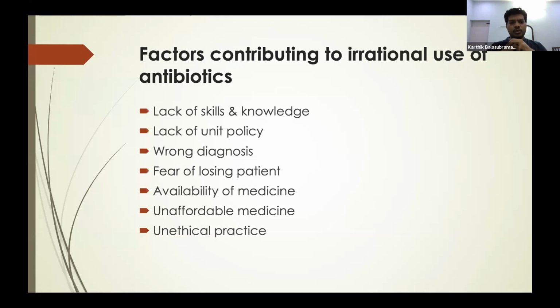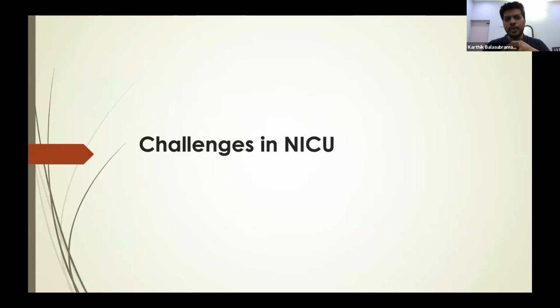The other few reasons which I would quote are the free availability of a few drugs. Sometimes the parents may not be able to afford a certain drug, so you might have to compromise by choosing another particular drug for that particular patient. And of course, unethical practice all contributes to irrational use of antibiotics. So if we can address these issues, having a unit policy, having a proper diagnosis, looking at the evidence, one can avoid unnecessary use of antibiotics in babies. Now, with respect to NICU, what are the challenges that we face in choosing the antibiotic?